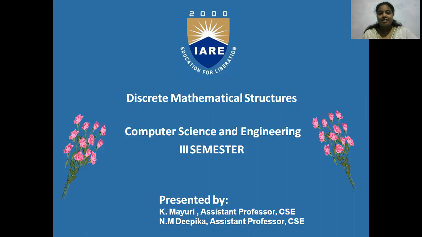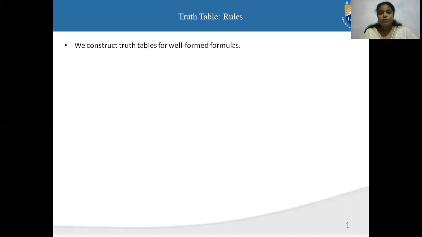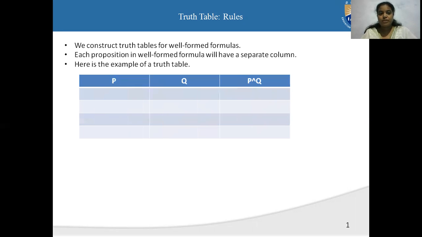Today we are going to discuss the basic truth tables and the rules we have to follow in discrete mathematics. Okay, so what is the basic format of a truth table using propositions? You have to see that. Each proposition is a well-formed formula, so you have to take that in one column.